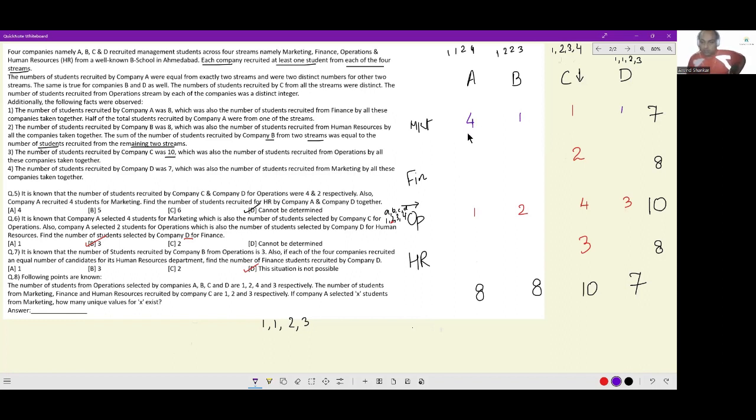Now C is entirely done, ops is entirely done. I need 5 in HR. So I can have it this way: 1, 2, 2, 1, 2, 3 is done. So 1 comes here, 2 comes here, 3 comes here. Yes, every column, every row is getting satisfied. No number has been used extra. So 4 is possible to be plugged into marketing and finance grouping. Let us now get rid of this and check if 2 is possible.